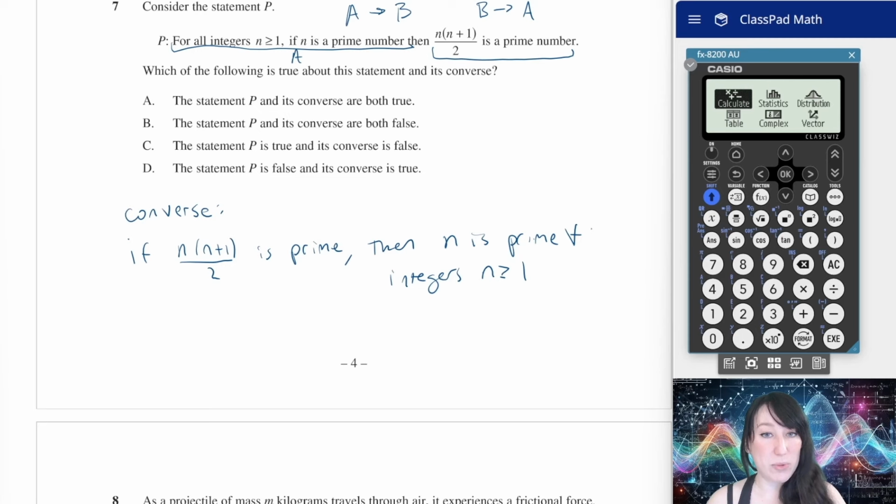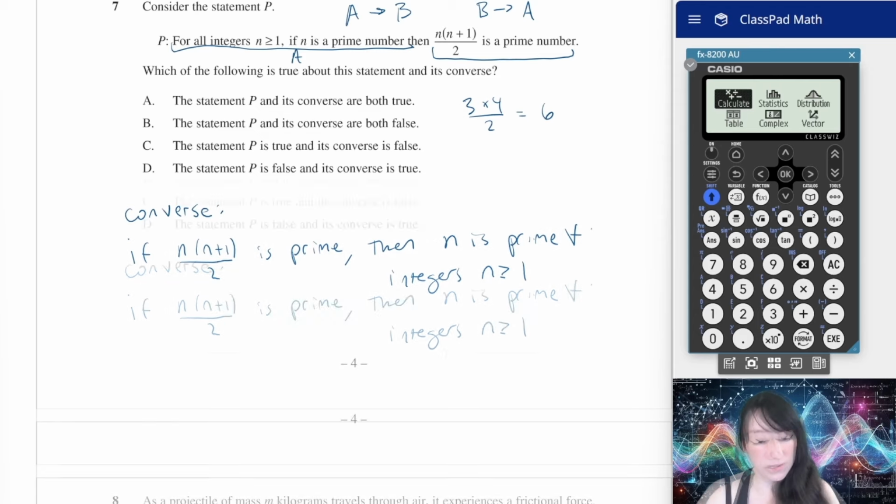Now, a quick way to disprove a statement would be to find a counterexample, although the job then comes down to finding that counterexample. If we think through a few prime numbers, we might be able to work out something that disproves statement P. If you try 2, it's actually true for 2 because you'd have 2 times 3 over 2, which is prime. If you try 3, you would have 3 times 4 over 2, which is 6, which is not prime. So we have proven that P is not true.